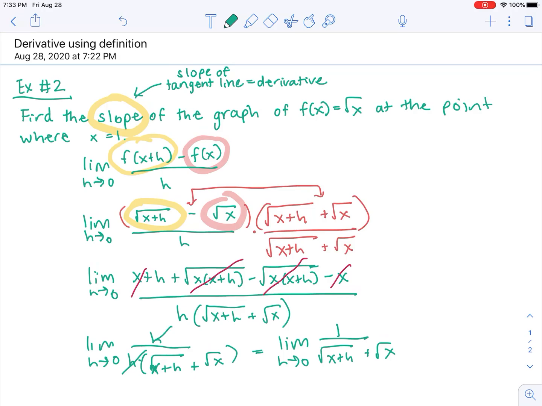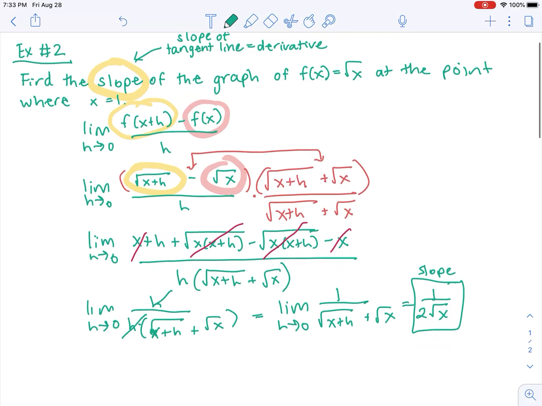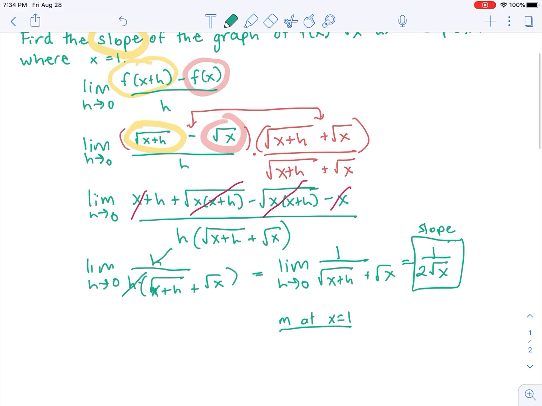If I plug the 0 in, so when I say plug in 0, I'm evaluating the limit by direct substitution. I plug 0 in, I get 1 over square root of x plus square root of x, which is 1 over 2 square root of x. And that is my derivative. And hence, it also represents my slope, so let's write that there. So this is my derivative, it's also the slope, and I didn't finish the question because it says at the point where x is equal to 1. So the slope at x equals 1 would mean that I would plug in 1 into the derivative above, and I get 1 over 2 times square root of 1. So 1/2 is my answer.